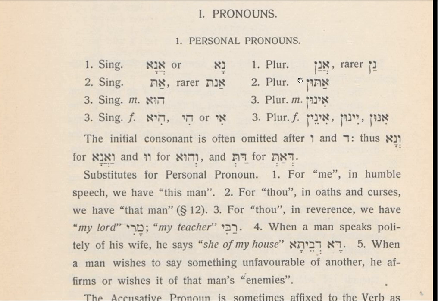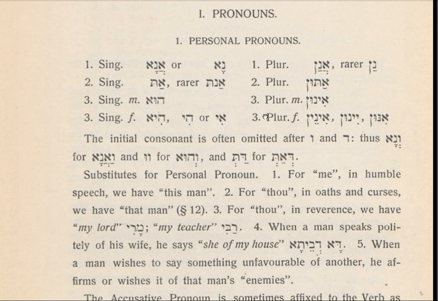In the plural, we, anan, or much more rarely, nahnu. The plural, at-tun. And we also have this here in the third person. So this is you all, at-tun, and then we have them, masculine, innun, and them, female, inane, or innun.